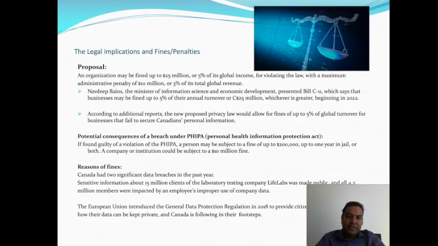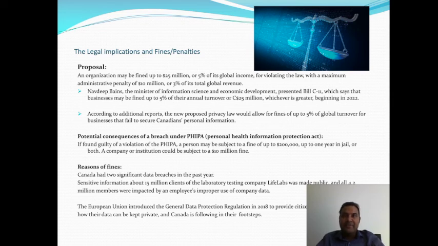Now I'm going to talk about the legal implications and fines or penalties. There were so many proposals. One proposal was that an organization may be fined up to $25 million or 5% of its global income for violating the law, with a maximum administrative penalty of $10 million or 3% of its total global revenue.